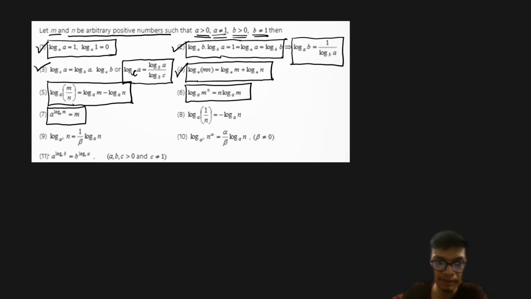Then we have another very interesting and important formula. Let me write it over here. If I have a to the power b into log of c, then this can also be written as c to the power b into log of a.